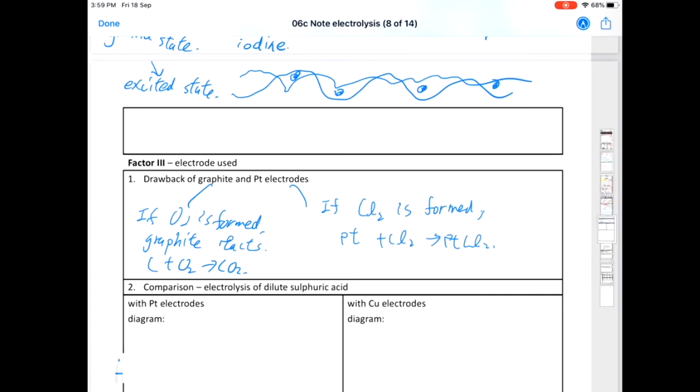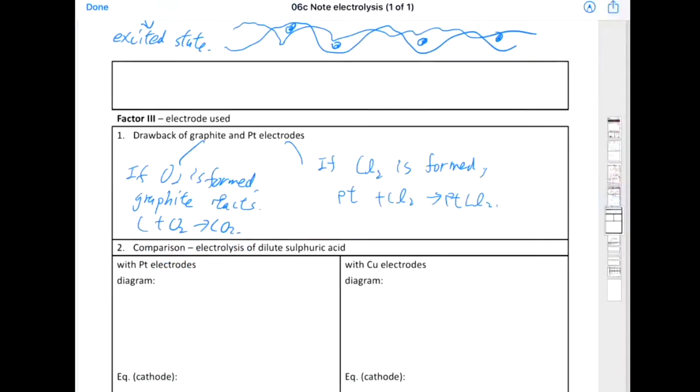So under those two scenarios, you have to choose the electrode carefully. If you can predict that Cl2 is formed, then you can use graphite electrode. And if you predict that oxygen gas is formed, then you have to use Pt electrode instead.